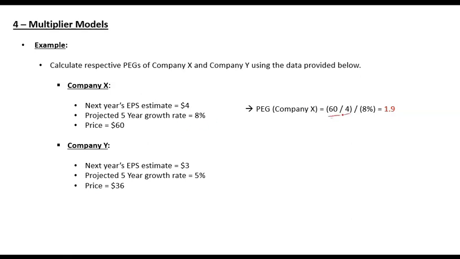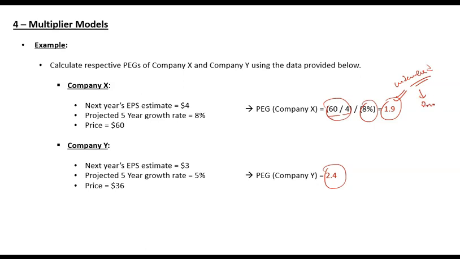So simply 60 divided by 4 will be your PE, and you divide PE by 8, that will be your PEG. And simply for company Y it comes out to be 2.4. So which one is undervalued? We should be investing in 1.9. So undervalued is 1.9. X is undervalued, so the one with the lower PEG is undervalued compared to the other, and that is where we invest.